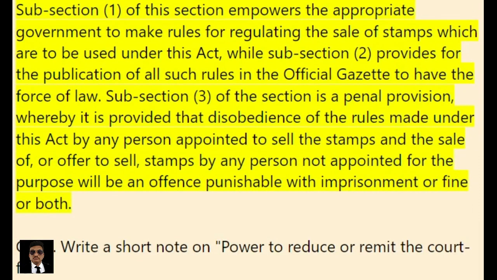Subsection 1 of this section empowers the appropriate government to make rules for regulating the sale of stamps which are to be used under this Act, while subsection 2 provides for the publication of all such rules in the official gazette to have the force of law. Subsection 3 of the section is a penal provision, whereby it is provided that disobedience of the rules made under this Act by any person appointed to sell the stamps and the sale of or offer to sell stamps by any person not appointed for the purpose will be an offence punishable with imprisonment or fine or both.